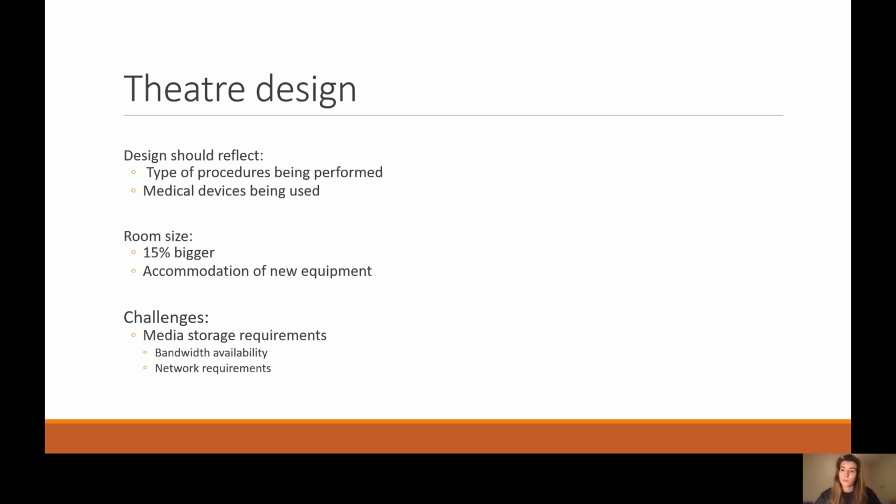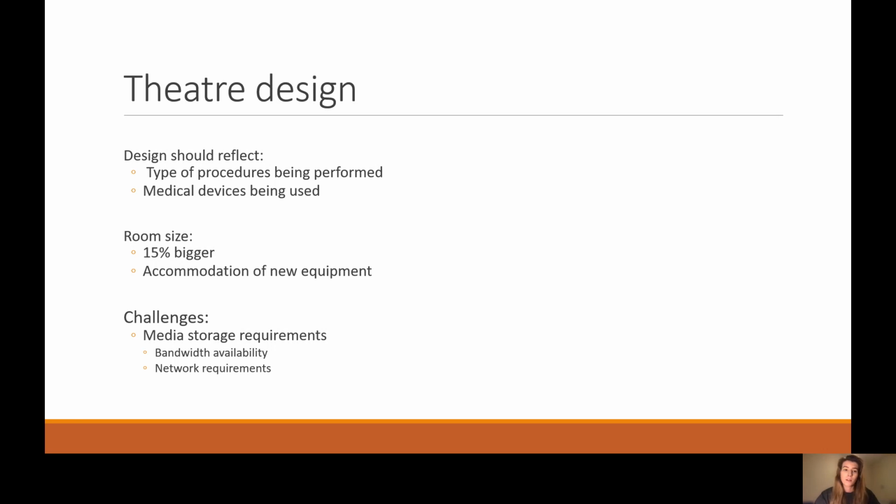The room size is also an important factor to consider. Even though there is less physical equipment, generally the theatre needs to be increased in size by around 15%. This is to accommodate free movement of the monitors, the lights, the ceiling arms, and also accommodating the new screens.